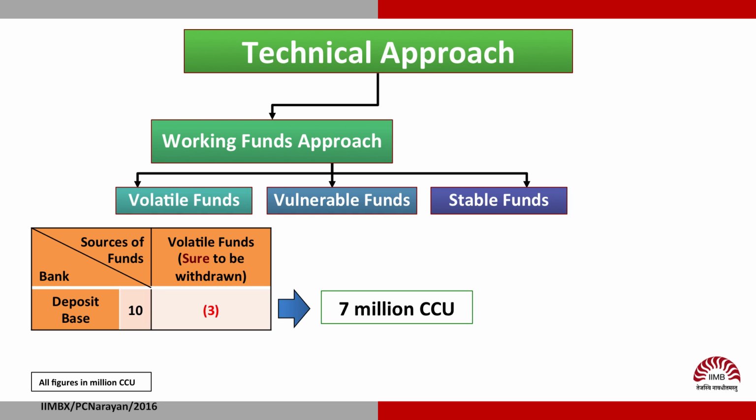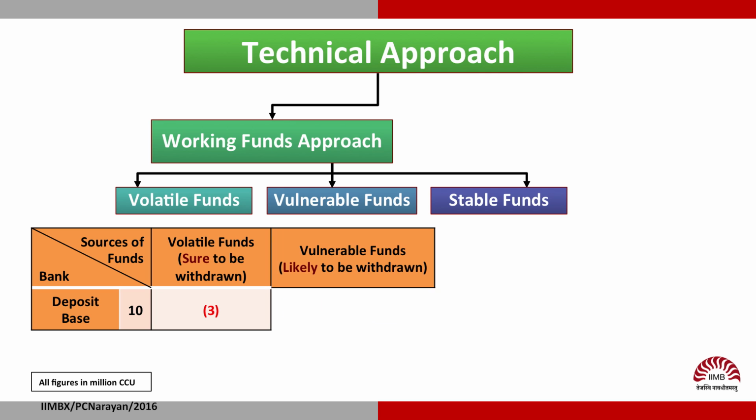That leaves 7 million CCU out of the 10 million CCU. Vulnerable funds include funds that are likely to be withdrawn on maturity. In the above example, let's say 4 million CCU of the remaining 7 million CCU are vulnerable. Assuming, based on past data, a 50% probability of withdrawal, the cash outflow for the bank would be a further 2 million CCU. That means 50% of the 4 million CCU of vulnerable funds.